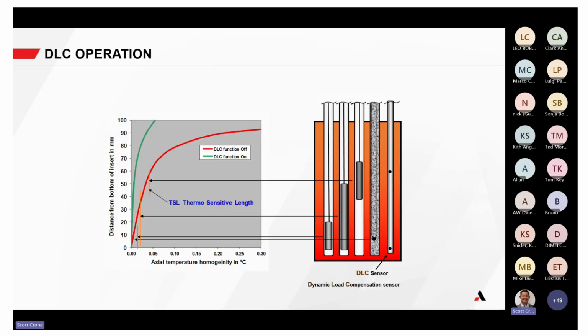And this is what that heat curve looks like. So it's kind of flipped around from the previous picture, but you can see that when the DLC function is on, that's the green line in the graph, and the red line is when it's off. So you can see how different the axial temperature is for those different sensors.